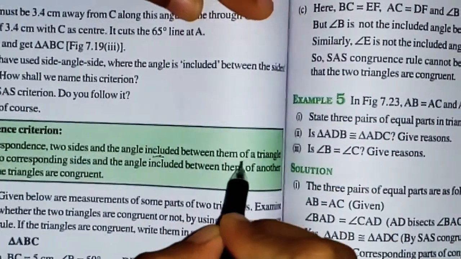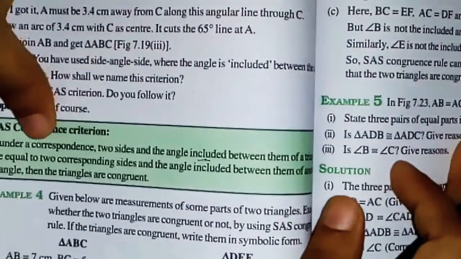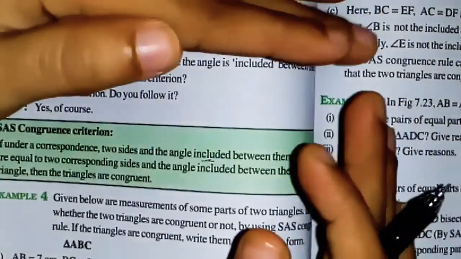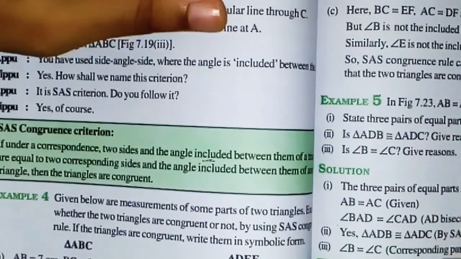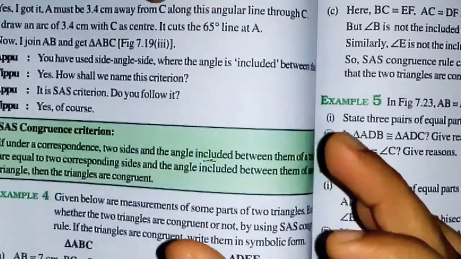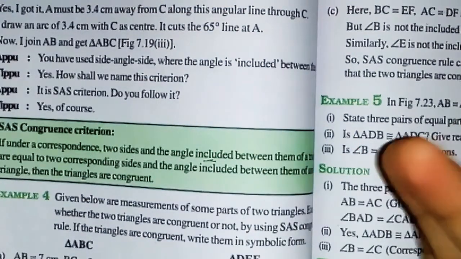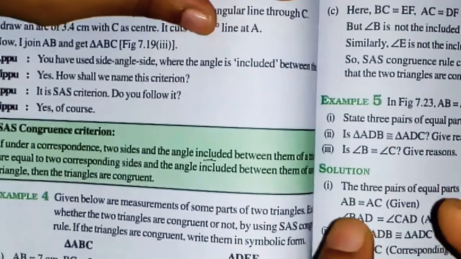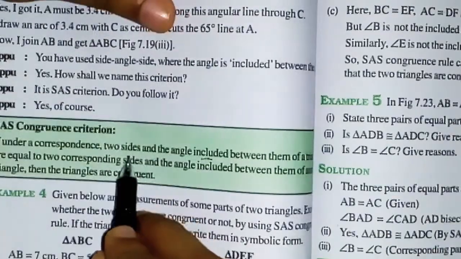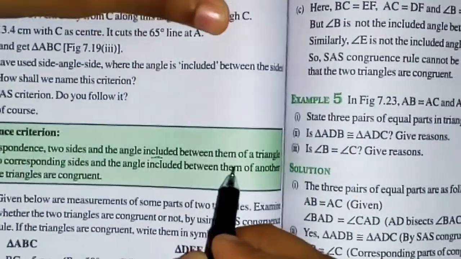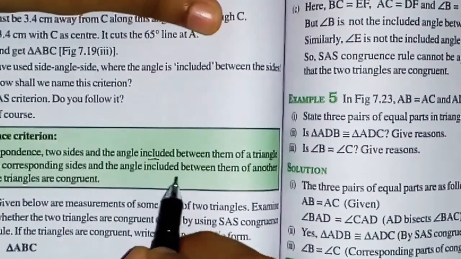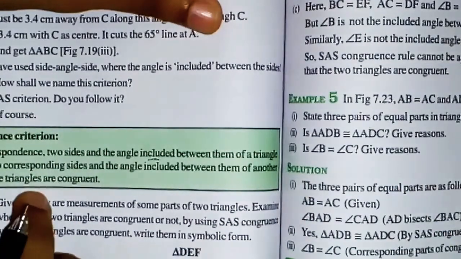So two sides and the angle included between them of a triangle are equal to two corresponding sides and the angle included between them of another triangle. Okay, so the angle which is included in between the two equal sides, that angle we have to see. So if two sides and one included angle of one triangle and two sides and one included angle of the second triangle are equal, then we can say that the triangles are congruent. So this is the second congruency criteria.